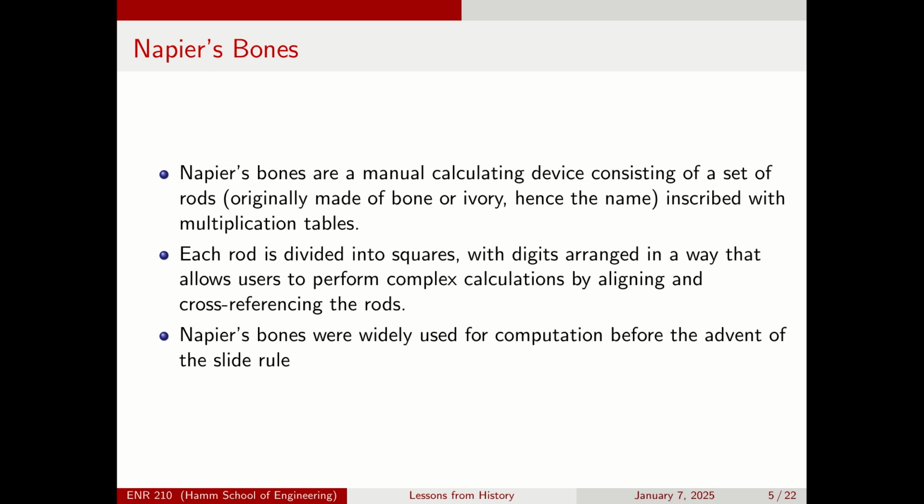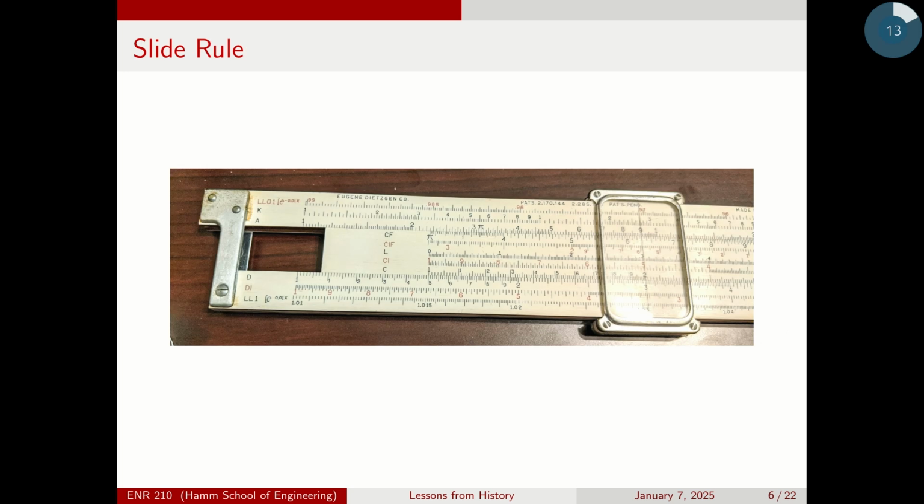Now remember, he invented these around 1614, 1617, something like that, right? Okay, so the slide rule came along. This is a slide rule, okay? 300 years later. Okay, so people that did computation, they mostly used Napier's bones. Nowadays, nobody even knows what they are, right?